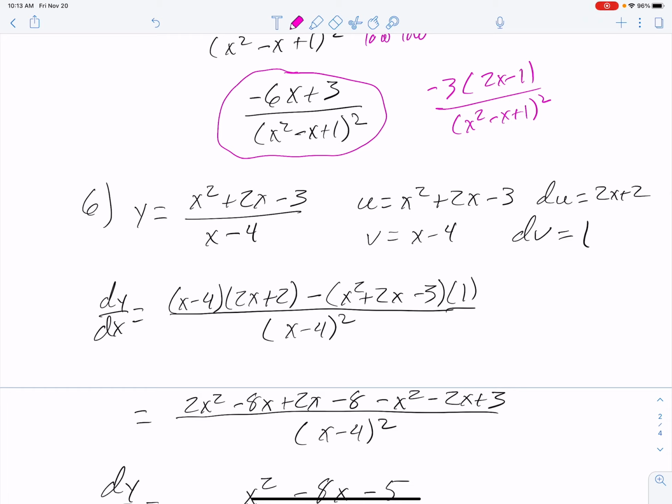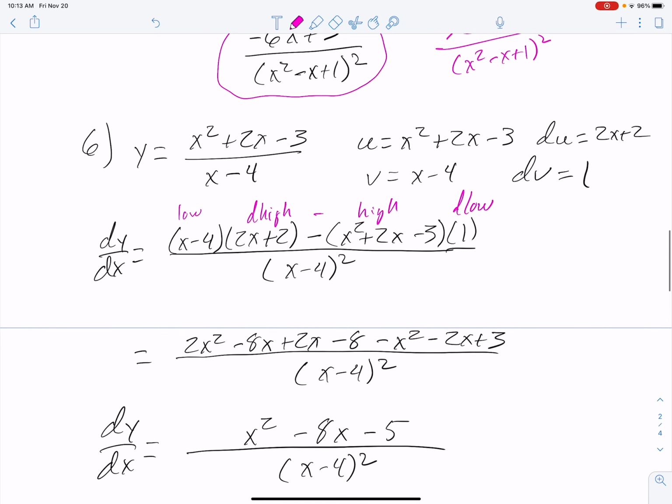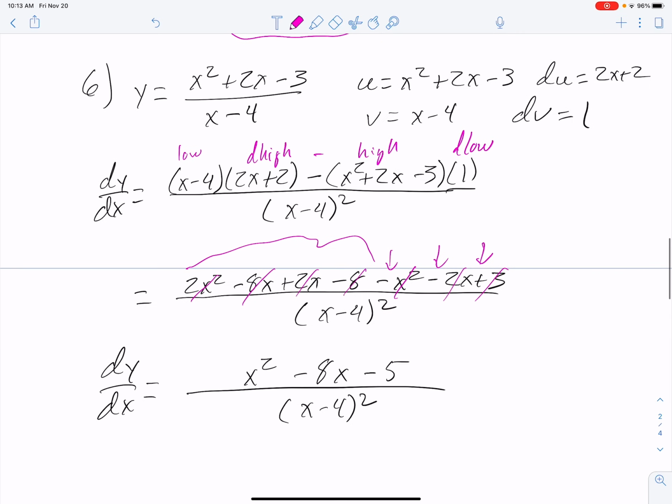And so then finally, again, at first glance, nothing in the numerator and denominator is going to factor and cancel. So I start working with my derivative, my low d high minus high d low. Conveniently, that derivative of low is just 1, so I don't have a whole lot of math to work with. Multiply out my first term, distribute the negative into my second term, and then just start collecting like terms. 2x squared minus x squared is x squared. Negative 8x plus 2x minus 2x is negative 8x. And negative 8 plus 3 is negative 5. And I've got my final answer.